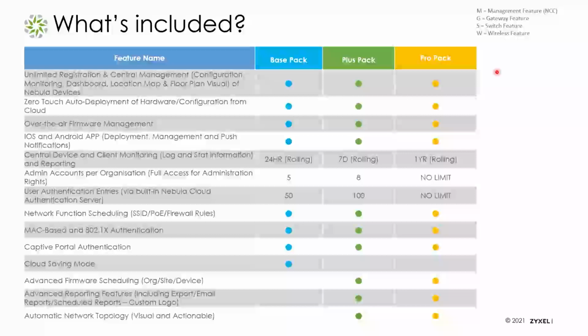But basically, all versions give you access to cloud management, zero-touch deployment, over-the-air firmware updates with basic scheduling, access to our mobile app, the ability to set up multiple types of administrators, etc., access to all of the core features of the hardware itself. So some of the differences come to cloud storage of the logs. The free version of Nebula will store 24 hours worth of logs for you in the cloud for free. Pro Pack, you get a year's worth of logs stored in the cloud.